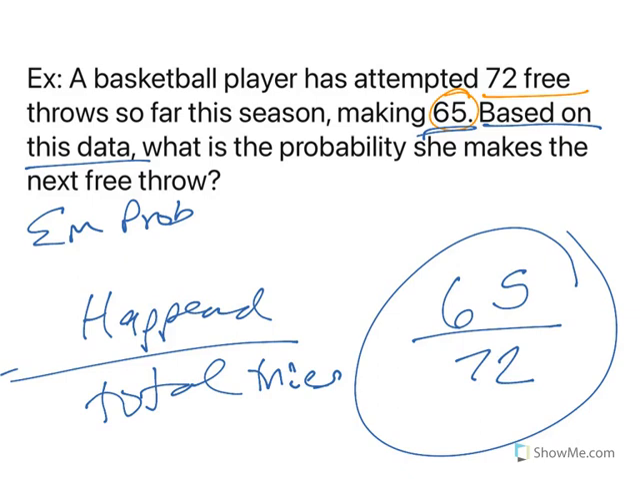We see a lot of empirical in sports when they talk about free throw percentage or 3-point percentage. In baseball, batting average is an empirical probability, right? So a lot of times in sports, we talk empirical probability based on what has already happened.